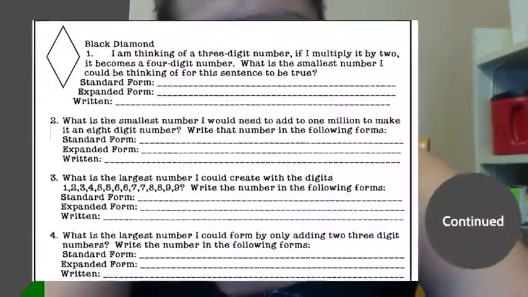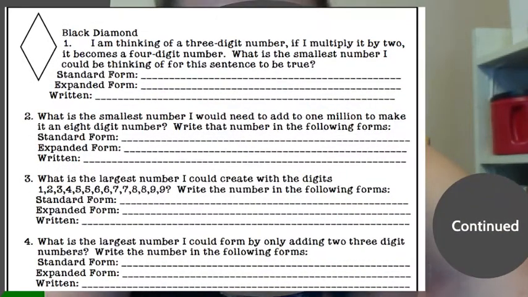Okay, so now our black diamond. Our black diamond is optional. You have a choice. You may of course do the double black diamond. You can either do the double black diamond and skip your IXL, or you can do IXL and skip the black diamond.